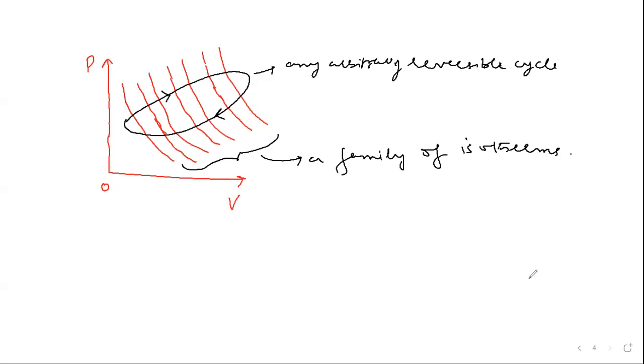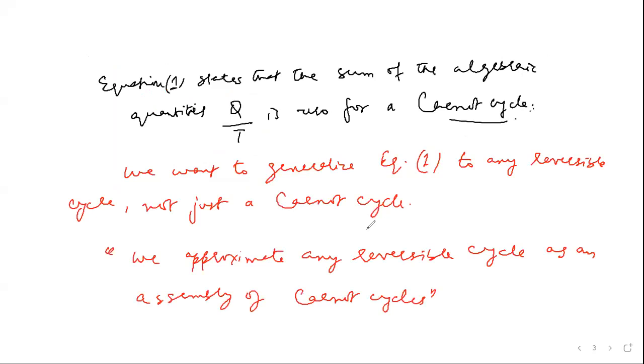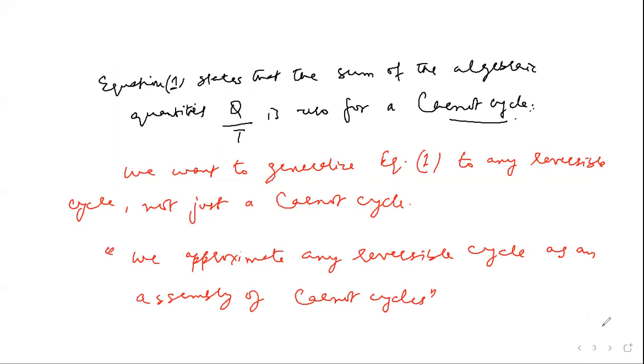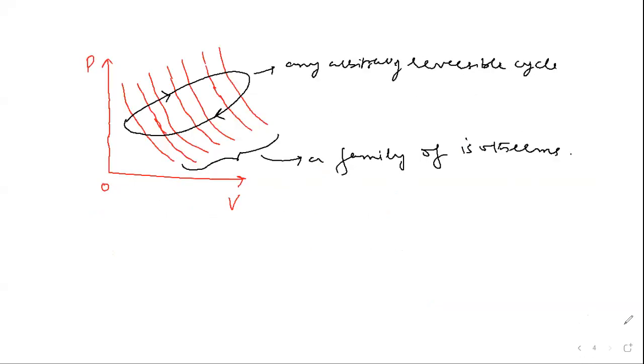Now what is our job? I remind you, I said we want to generalize this equation first for any reversible cycle, not just a Carnot cycle. To do that, we need to approximate any reversible cycle as an assembly of Carnot cycles. Now, I have taken a reversible cycle, shown in black in PV diagram, and I have superimposed it on a family of isotherms. Next, what I do, I connect these isotherms by adiabatic paths.